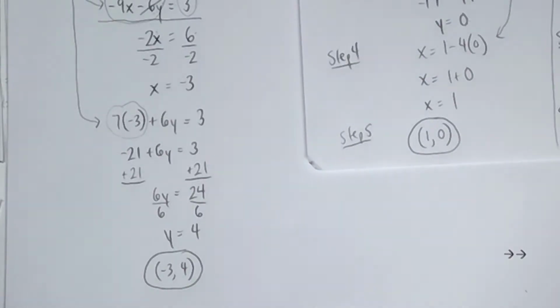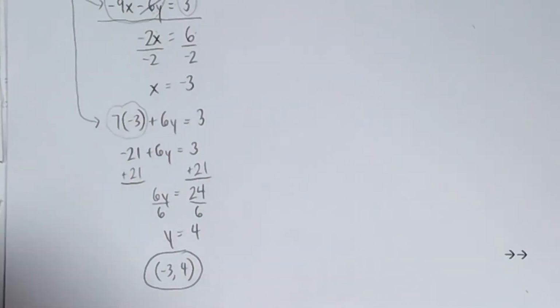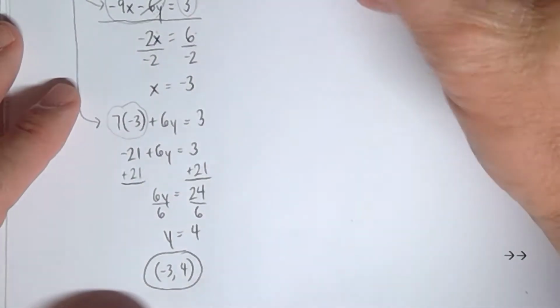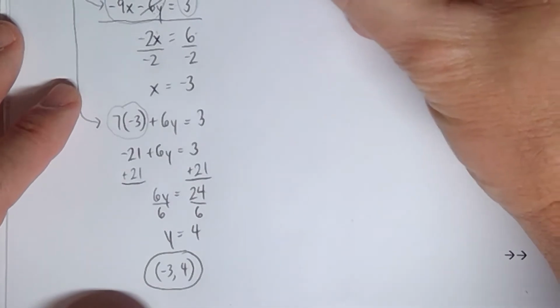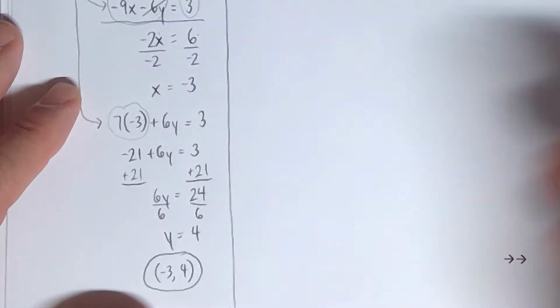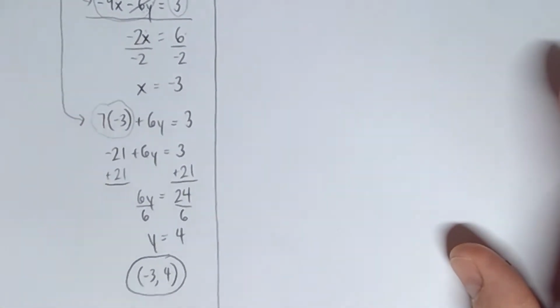Okay, you got an ordered pair. And you will always get a single ordered pair in these problems unless the variables disappear, like we talked about. Okay, let's move on to the next problem.